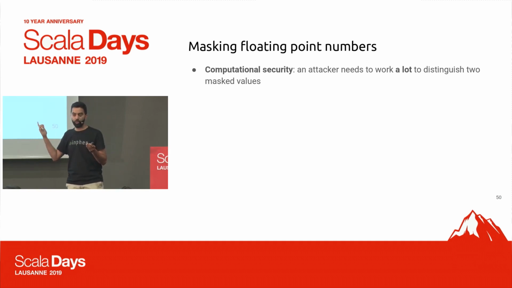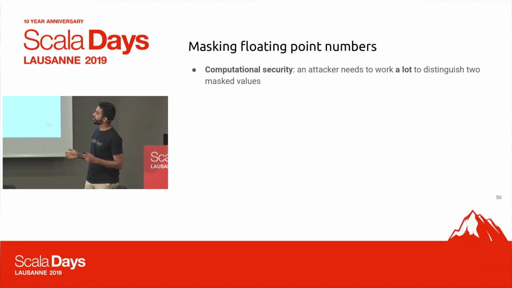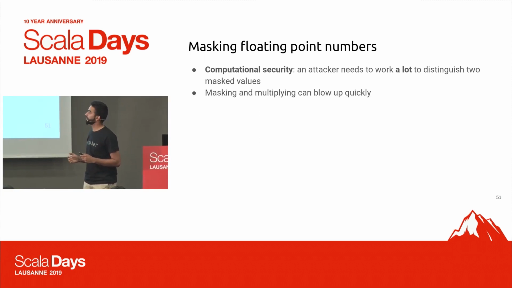So we don't have information theoretic security where we're none the wiser with the masked values. However, what we have here is we're making the work of an attacker much more difficult by making the humps as small as possible. And that's what you get with computational security.